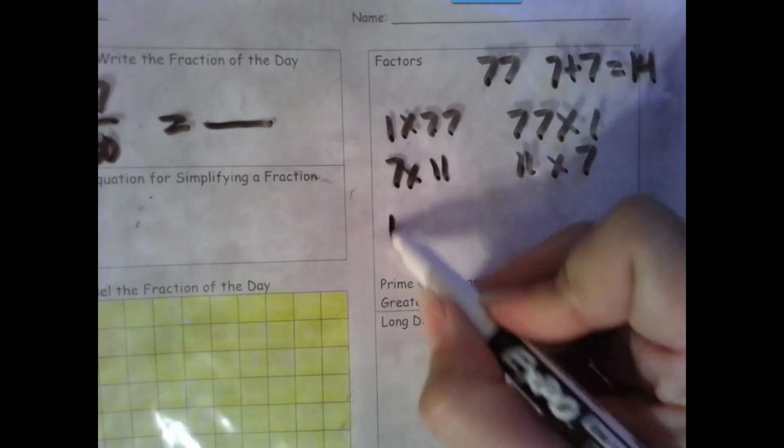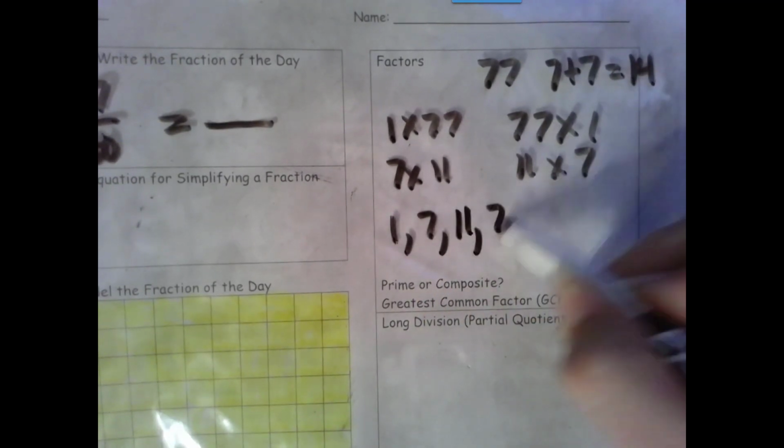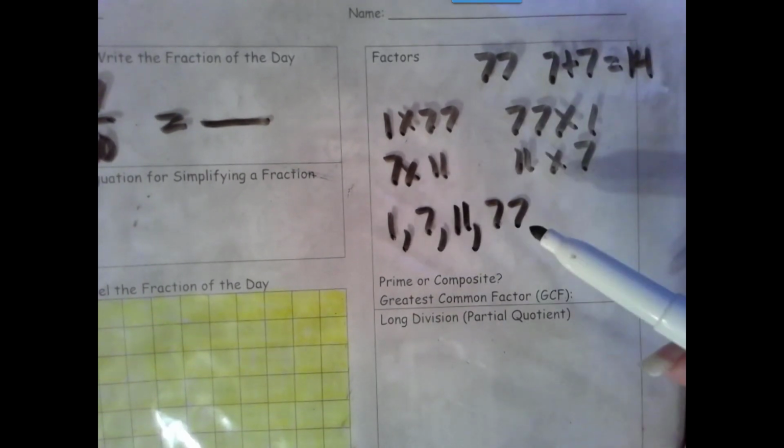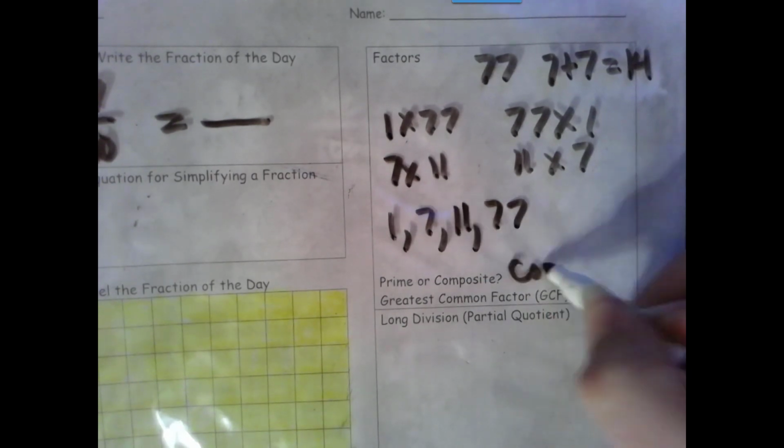Also, 11 is prime, and when our second factor is prime, and we've gone in an orderly fashion, we know we're done. So we list them from least to greatest. 1, 7, 11, 77. We have 4 factors. That is more than 2 factors, so it is composite.